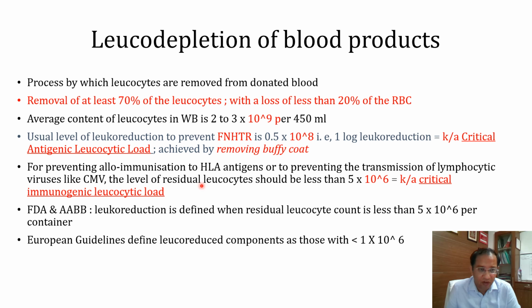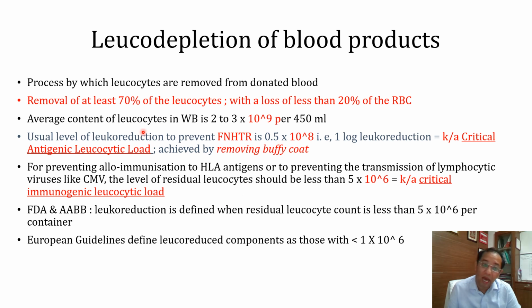Coming to leucodepletion, very important. This is the process by which the leukocytes are removed from the donated blood. They are the offending agent. They are the ones who cause most of the problems associated with red cells, like FNHTR or the febrile non-hemolytic transfusion reaction, CMV transmission, etc. So what the quality control says is removal of at least 70% of the leukocytes with a loss of less than 20% of the RBC.